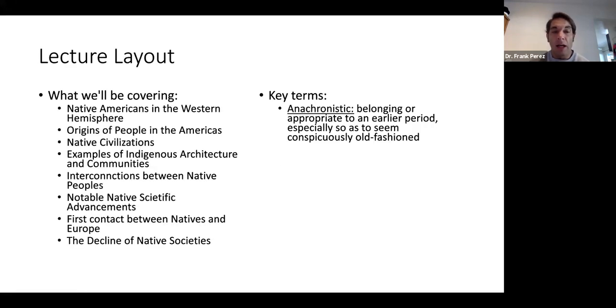I want to cover Native Americans in the Western Hemisphere. We're going to think about the types of civilizations that were here, particularly the origin points of when we started to see folks in the Western Hemisphere and how that erupted into these major Native civilizations. I'll show you some examples of Indigenous architecture and communities, interconnections between Native peoples, notable Native scientific advancements, first contact between Natives and Europe, and then obviously the decline of Native societies that was a result of that contact.